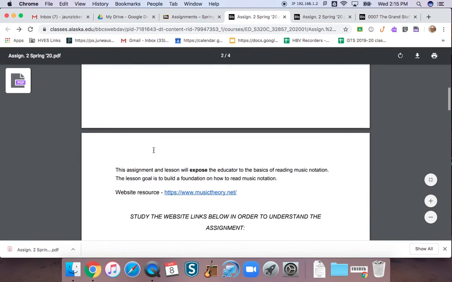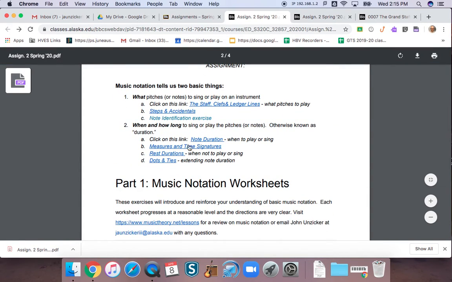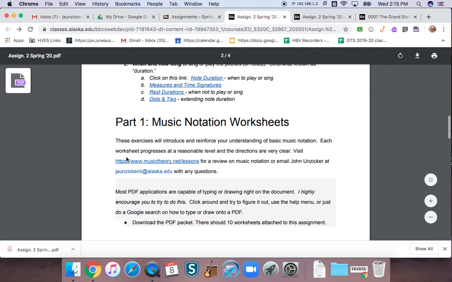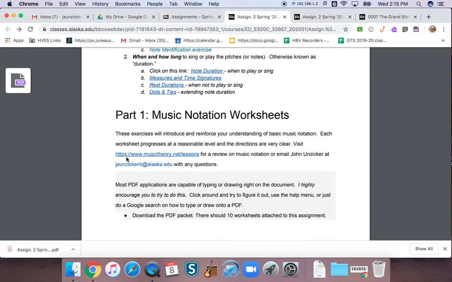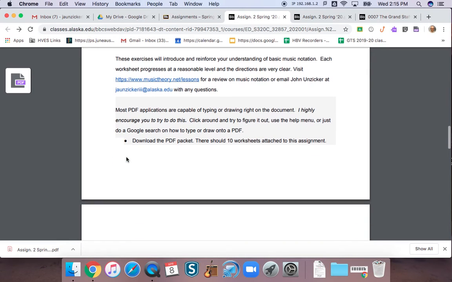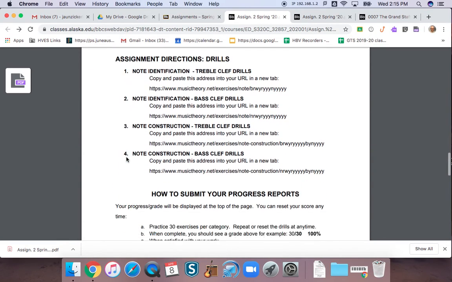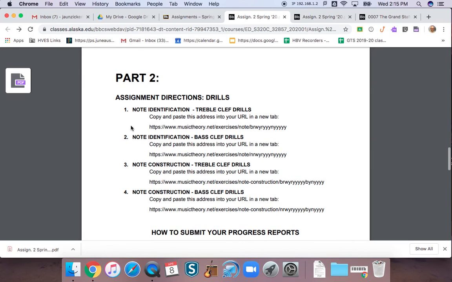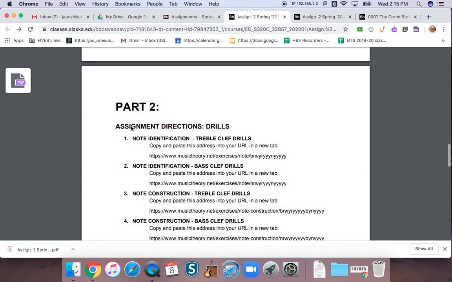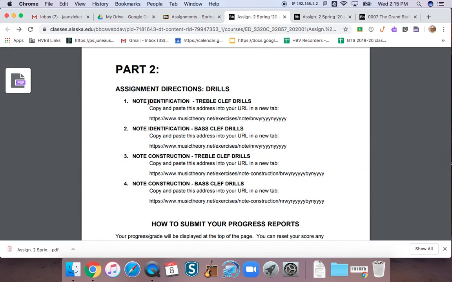All right, and so that is a little lecture on the symbols of what pitches to play and when or how long to play them. And so now here comes the homework. I'm going to skip part 1 because these drills have more to do with what I just talked about. So I'll come back to part 1. All right, so these are our drills.